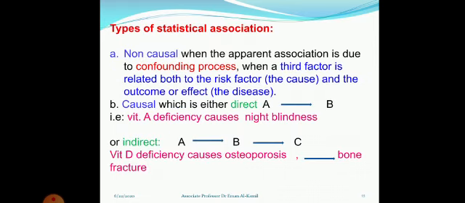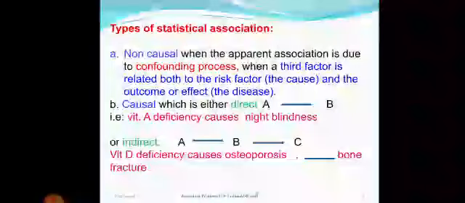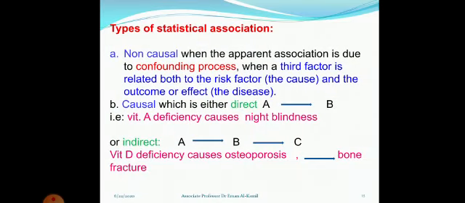Types of statistical association: it is either causal or non-causal. Non-causal association is when the apparent association is due to confounding factors, when a third factor is related both to the risk factor, the cause, and the outcome, or the effect of the disease. So non-causal association, for example, coffee drinking and myocardial infarction. It is not causative because there are other factors which may be associated with the occurrence of the disease.